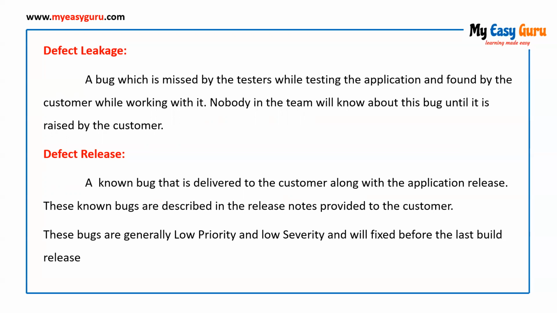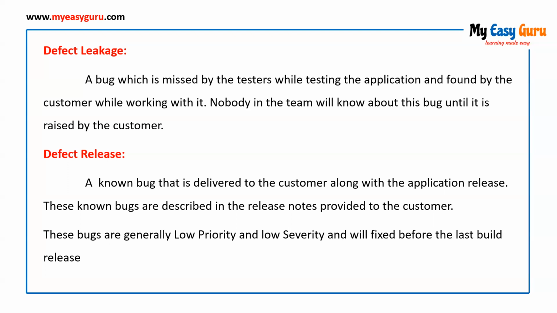Let's discuss what is bug release or defect release. A known bug that is delivered to the customer along with the application release. These known bugs are described in the release notes provided to the customer. These bugs are generally low priority and low severity and will be fixed before the last build release.